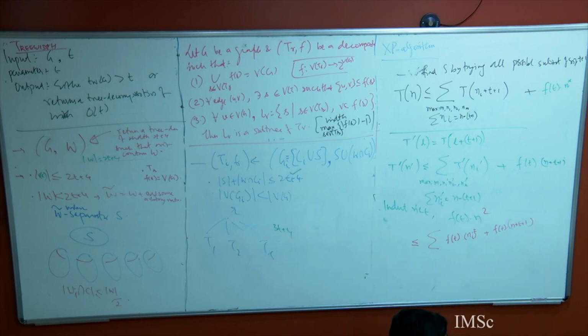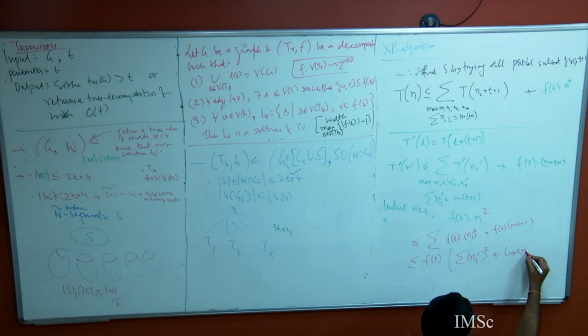This is what it is going to be. Now I can take out f of t common from everywhere. What is left here? Summation of (n_i prime) whole square plus n plus t plus 1. I have to show this is less than or equal to n square.